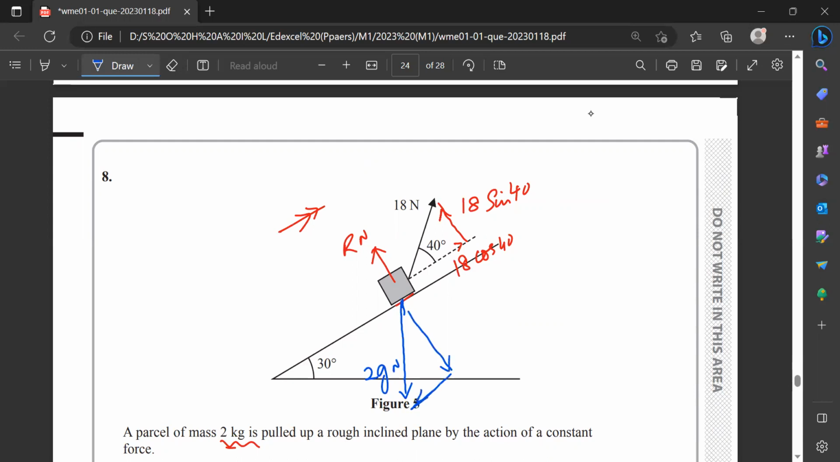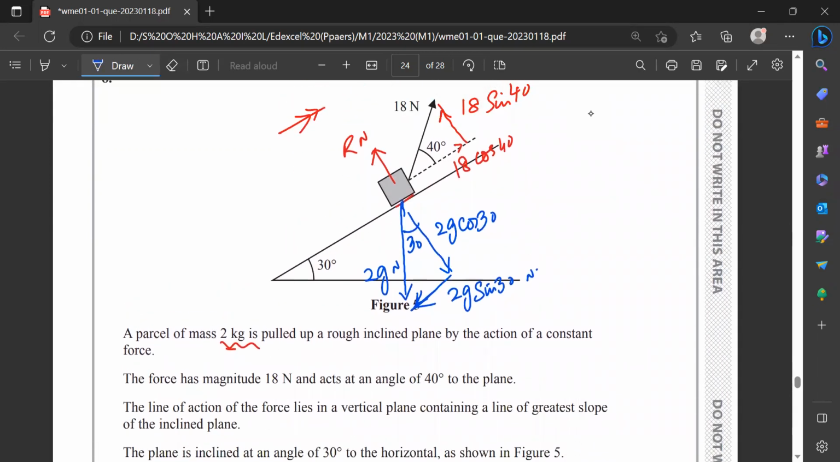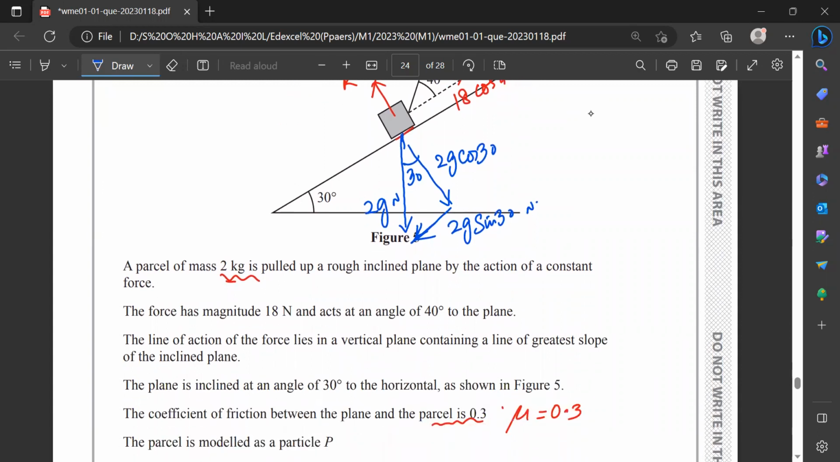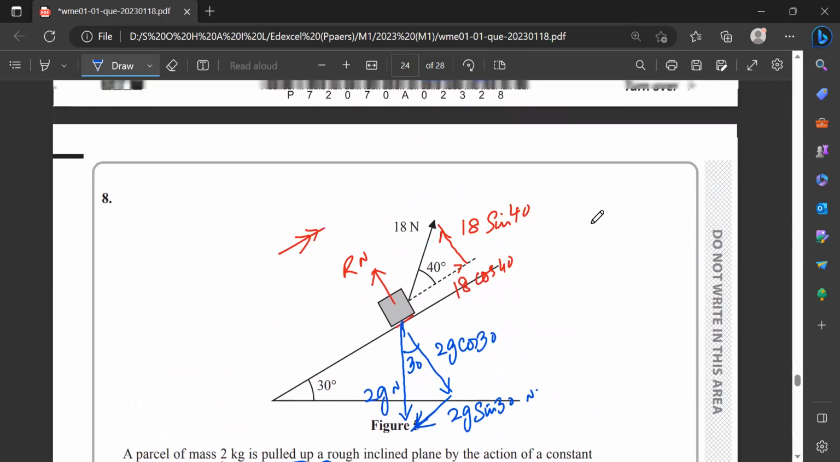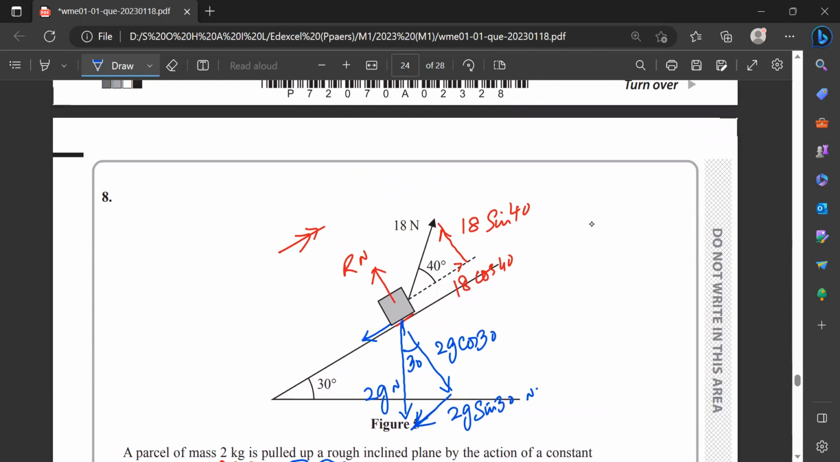This is routine working. The angle is 30 degrees here, so 2g cos of 30 and 2g sine of 30 newtons here. And the coefficient of friction is given. First we need to find the friction, as the particle is pulled up. So friction is acting here in the opposite direction. I can write Fr for the friction, and the formula is F equals mu R.